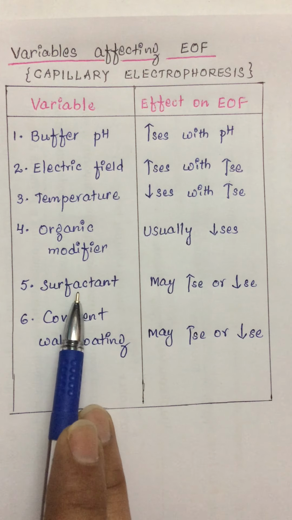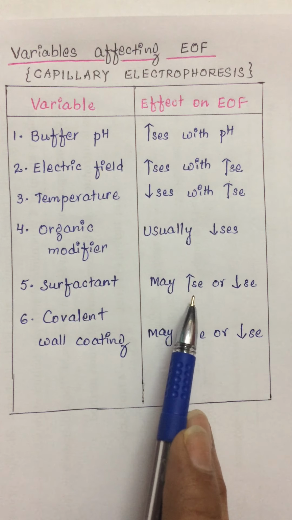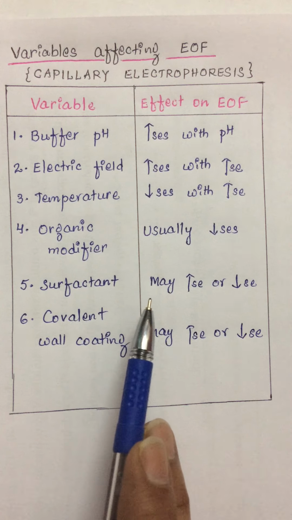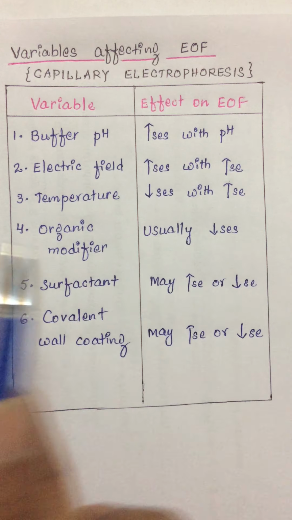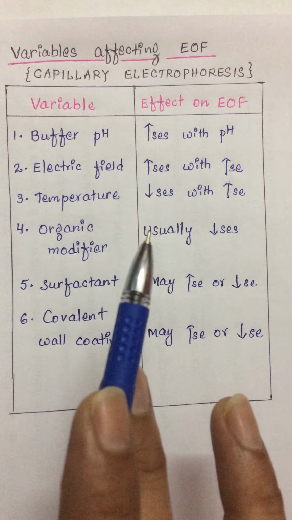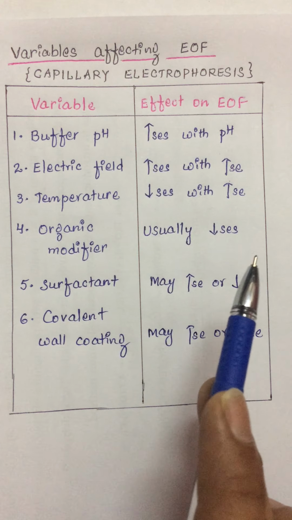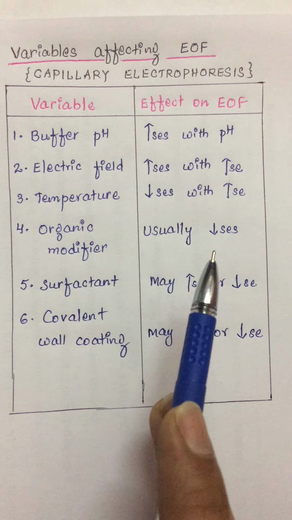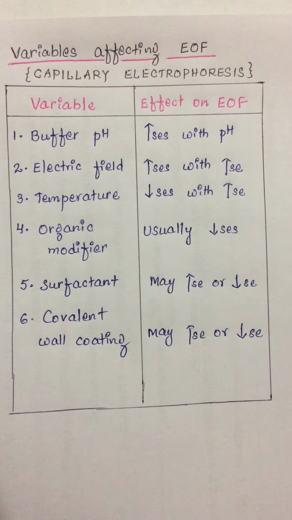Coming to the surfactant, when a surfactant is added, osmotic flow can increase or decrease, and these surfactants can change the magnitude of the osmotic flow. It can even change the direction of the osmotic flow. Usually the osmotic flow direction is towards the cathode. Supposing the cathode is present at this end, osmotic flow will move towards the cathode. But in certain cases, due to the addition of these surfactants, the osmotic flow could be completely reversed.